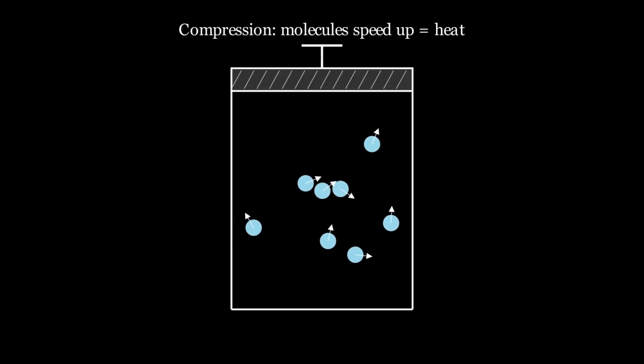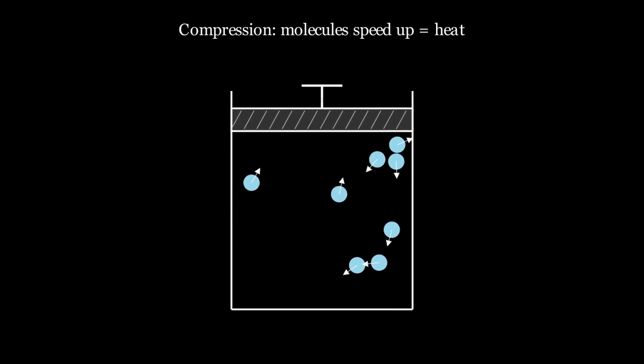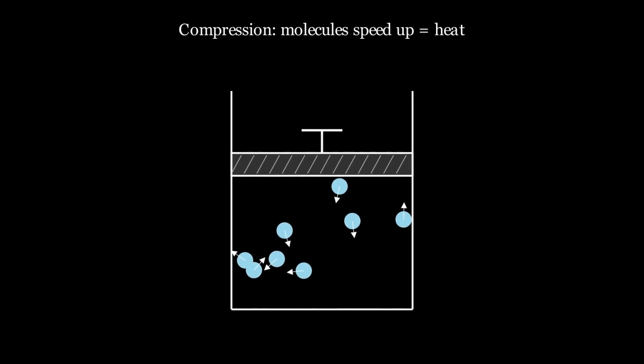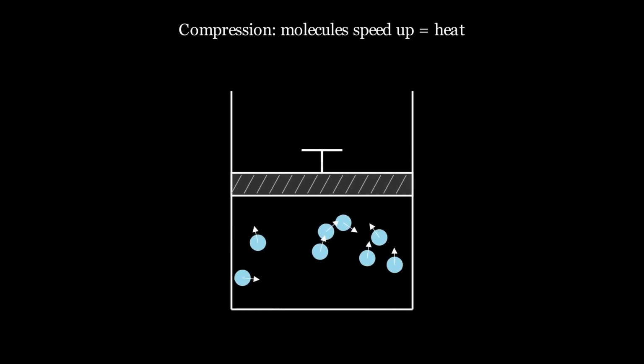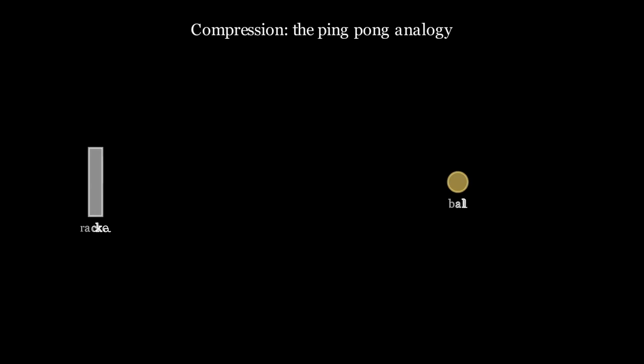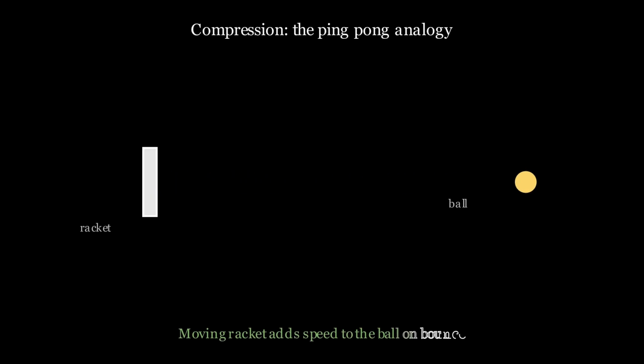Finally, let's imagine another situation. Let's imagine the piston is now slowly being pushed inward so that the atoms are being compressed. This means that when atoms collide with the piston, they're going to bounce back with more speed, so more heat than before. You can test this out by playing ping pong. If you hit a ball coming your way by moving your racket into the ball, it's going to go back faster. This means that every atom will be faster and by inference hotter.